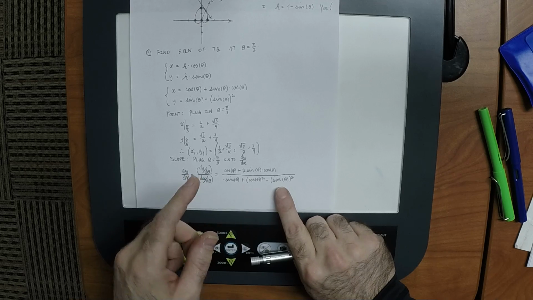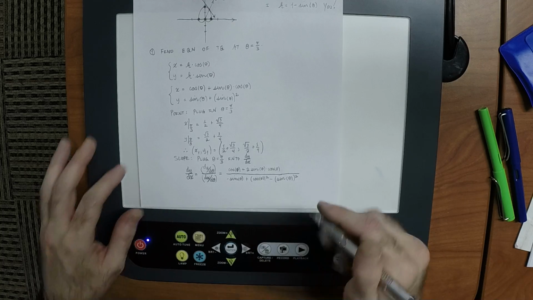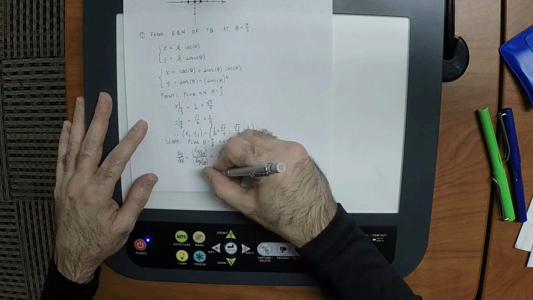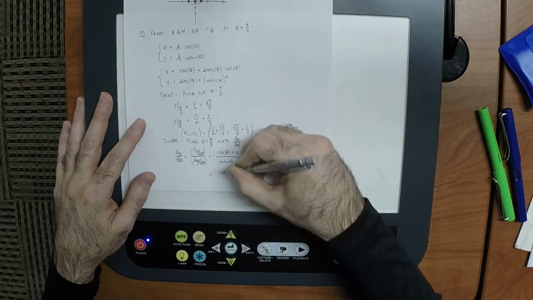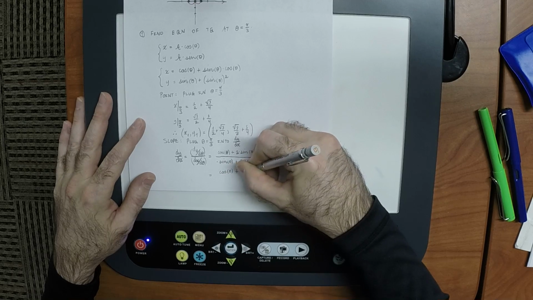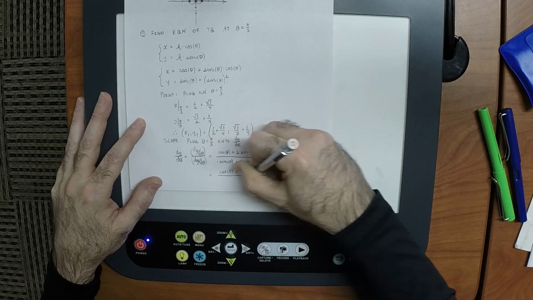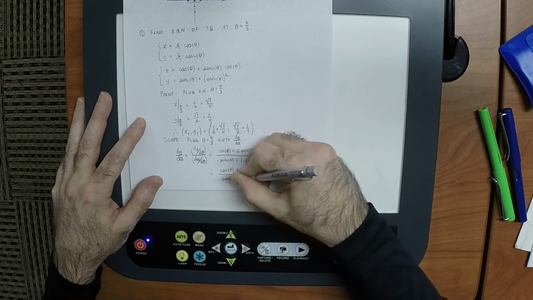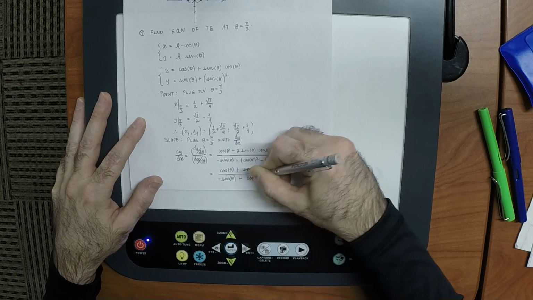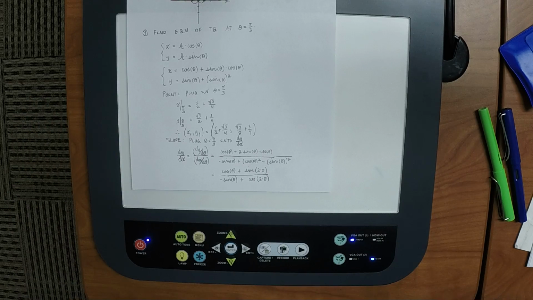It's not 1. Why is it not 1? Yeah, because it has to be plus to be 1, right? So what this is saying is that dy dx, the numerator is cos theta, and then plus sine twice theta, and the denominator is negative sine theta, and then plus cosine twice theta. Knowing formulas like that can really simplify your life.